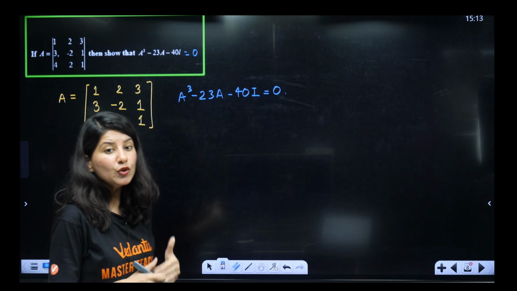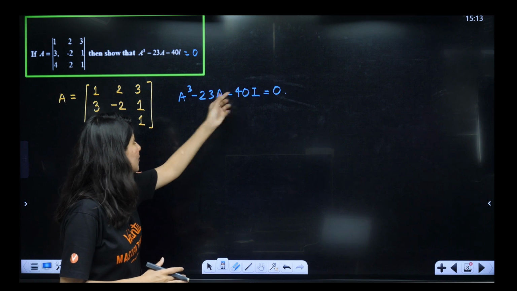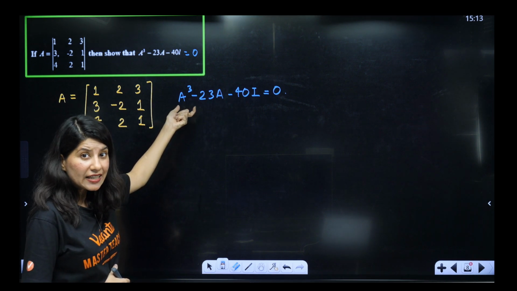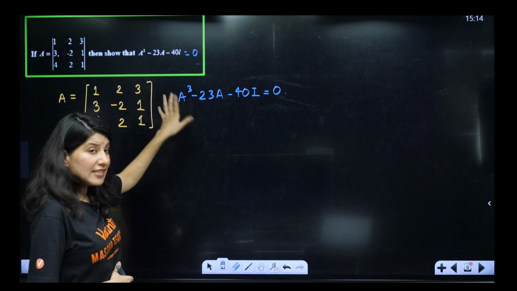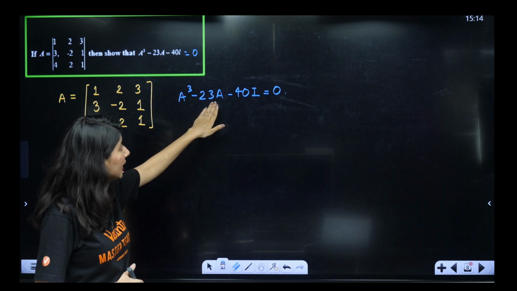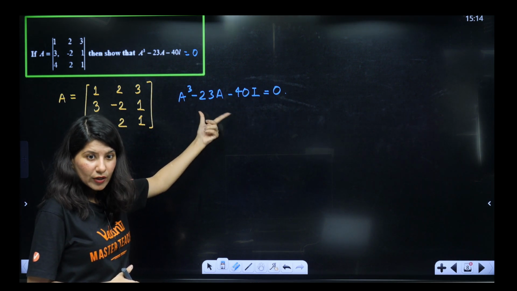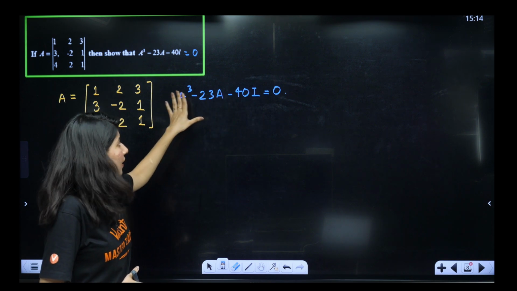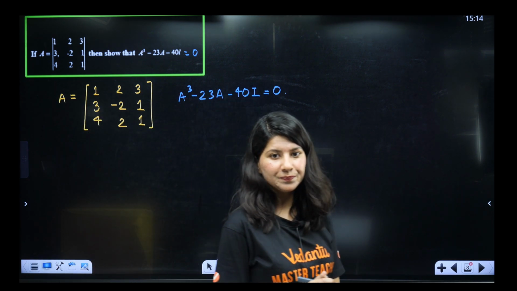Alright, now how to prove? So we need to understand this. First of all, we need to calculate A cube. Once we have calculated A cube, we need to plug in the values of A cube, A and identity. Okay, A cube, A and identity. Cool? Let's do that.